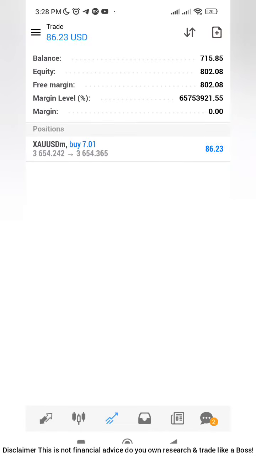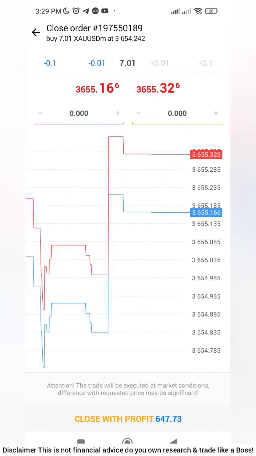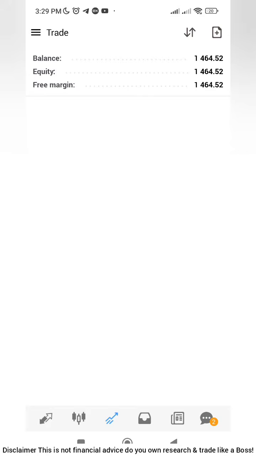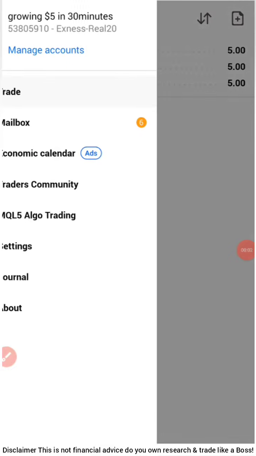With this trade pattern, we enter with confidence, and when we actually hit our target, we also exit very quickly because gold can turn anytime. It's almost 30 minutes right now. Look where we are. We started with a $5 account.